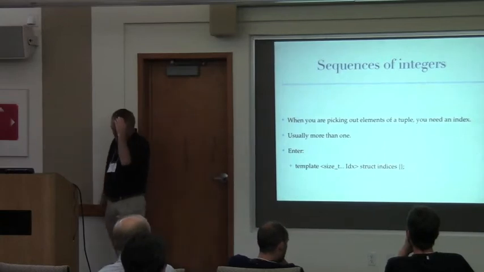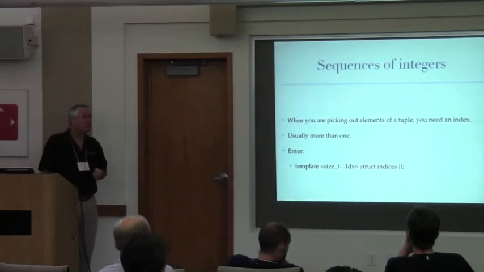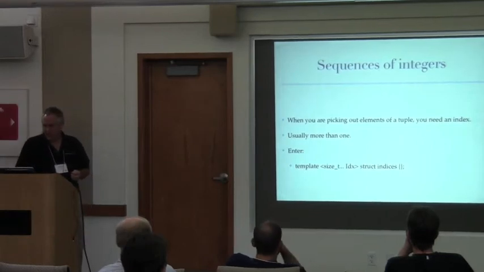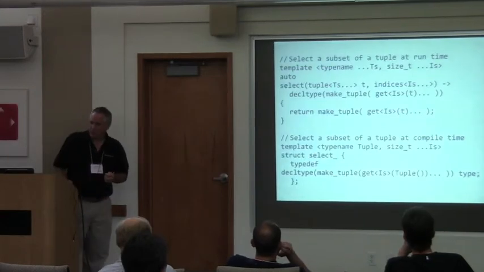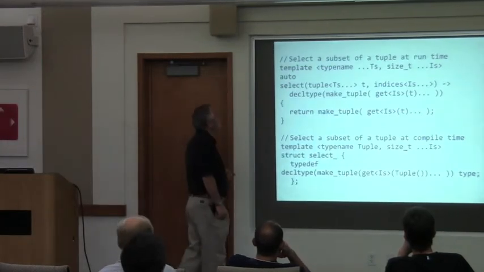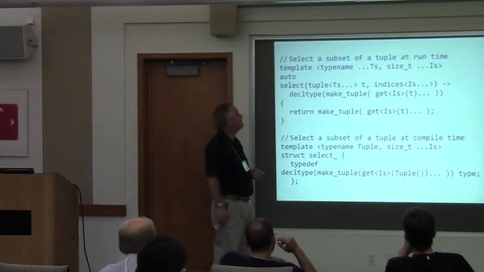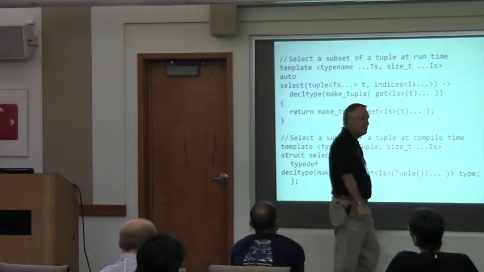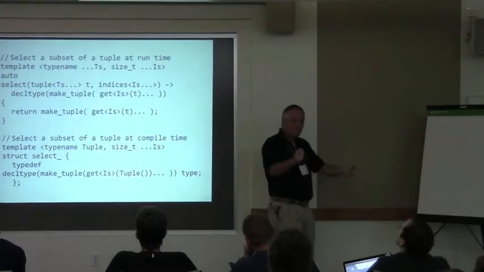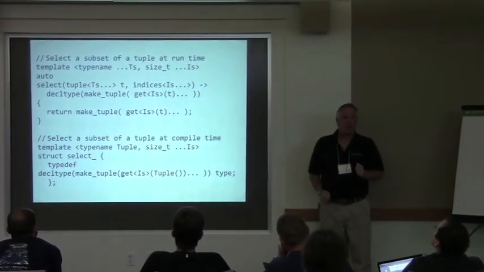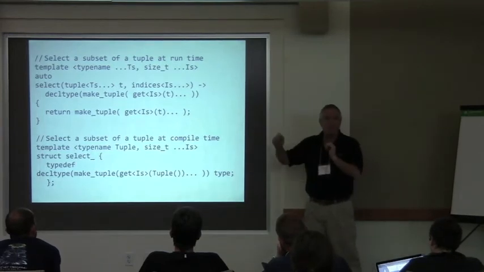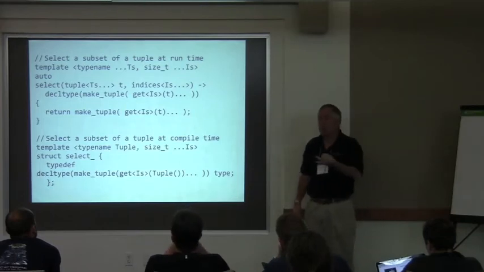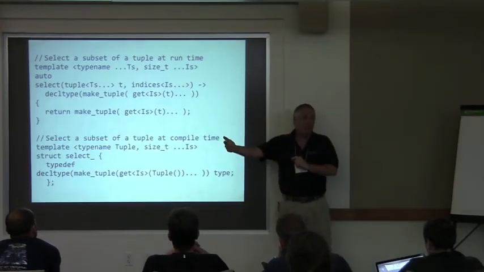I believe the paper number was N3493, but there was an updated post-Bristol paper, with a lot of changes from 3493. So here's an interesting function: select a subset of a tuple. If I have a tuple and I have a set of indices, I want a new tuple with just those indices selected, in the order of the indices. So I can create a tuple with everything but the third element. I can create a tuple with the first, fourth, and third element, or whatever.